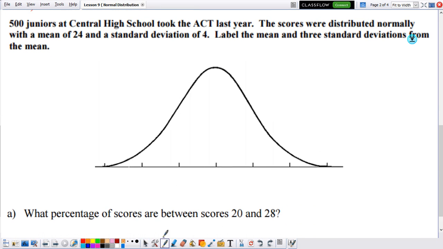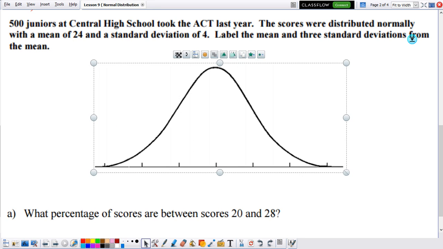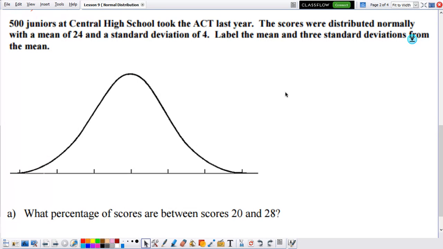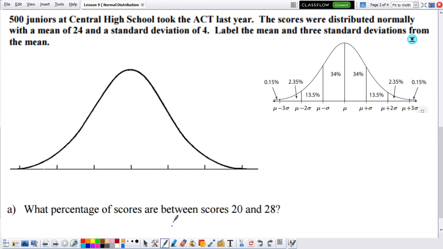Now, this is what it says, the following. Now it says 500. Let's move the graph here to the left. So now notice that what we have here, it says 500 juniors at Central High School took an ACT last year. Now it says that the scores were distributed normally. Now this is an indicator that we're going to be using normal distribution because it's telling you right here, it's being distributed normally with a mean of 24 and a standard deviation of 4.